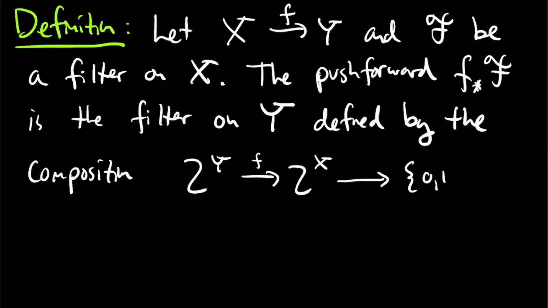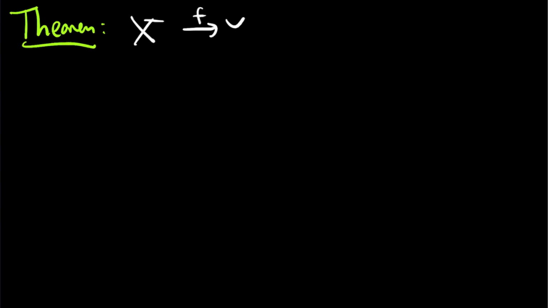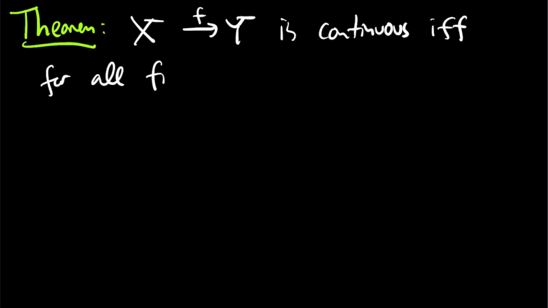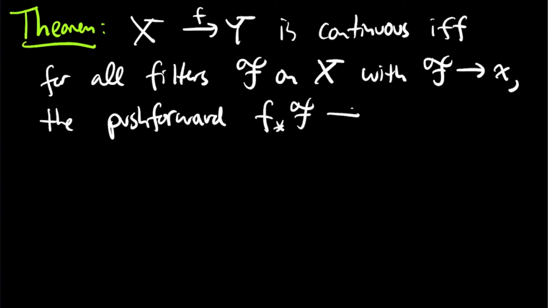You view a filter on X as a map from the power set of X to {0, 1}. And when you compose, you get a map from the power set of Y to {0, 1}. If you break this down, it means that a subset B of Y is in the push forward filter if and only if its preimage is in the filter. And you can use filters then to give a really nice characterization of continuous functions. So a map between topological spaces X and Y is continuous if and only if the push forward filter converges to f of x whenever the original filter converges to x.